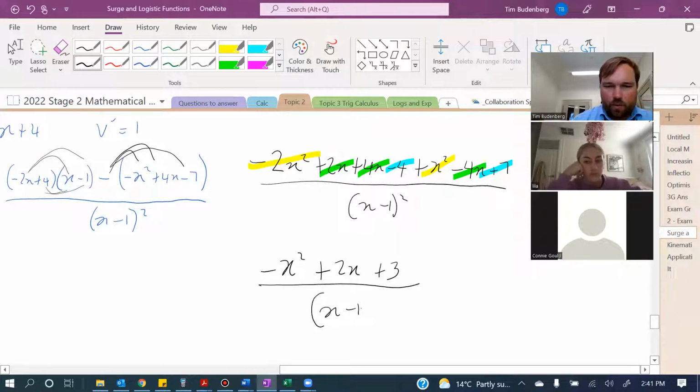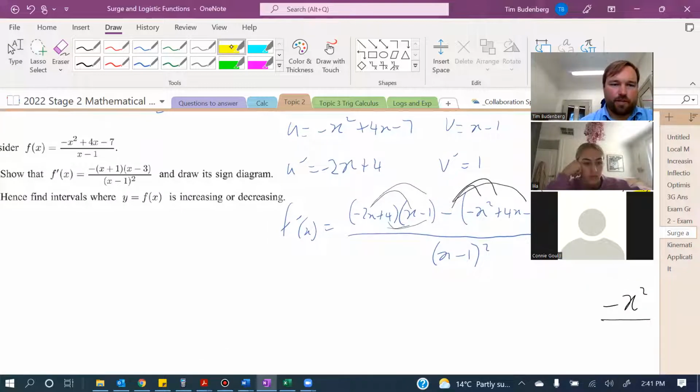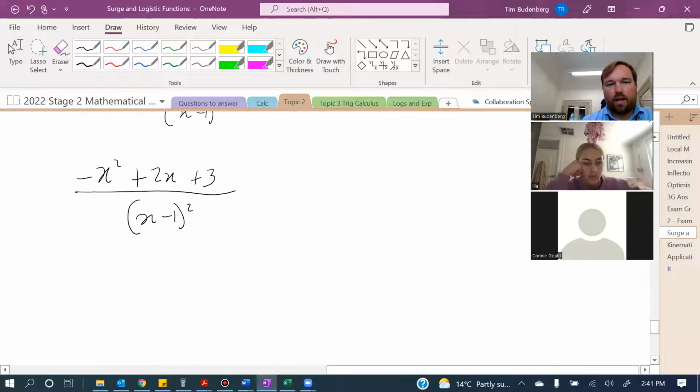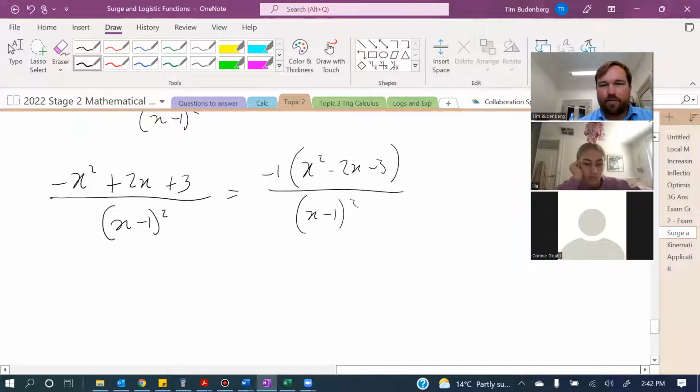Over (x − 1) squared. At this point, you see how their solution has a little negative at the front? I think that is a good sign for us to factor out minus 1. So: (x squared − 2x − 3) over (x − 1) squared.